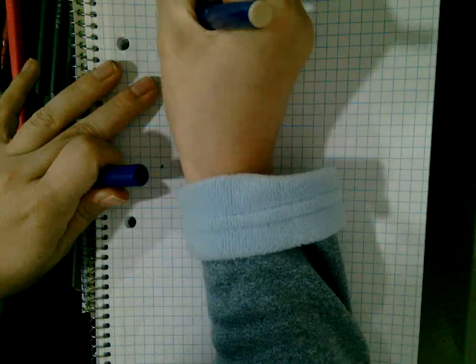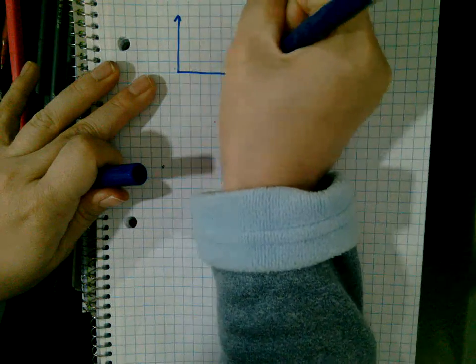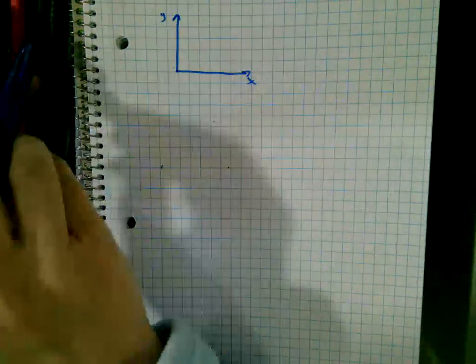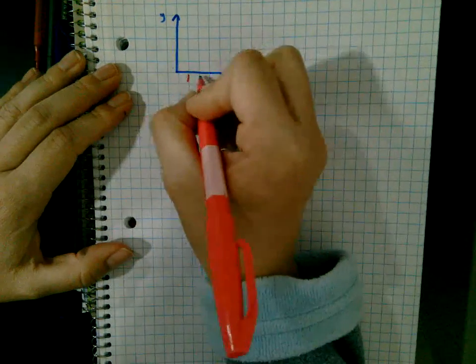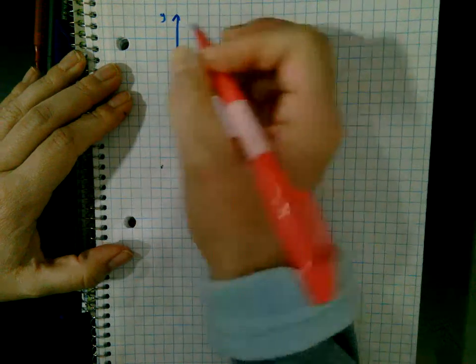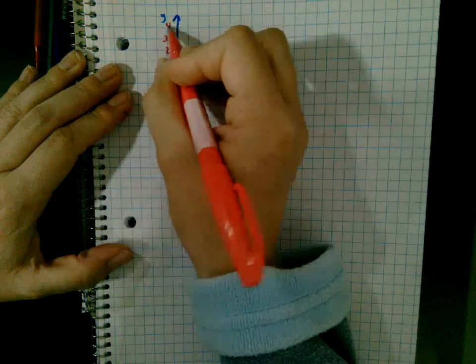Now let's look at another graph that's non-proportional. So again, I'm just going to draw a basic coordinate plane, x, y. I'm going to go up by ones. 1, 2, 3, 4, 5. 1, 2, 3, 4. Real simple.